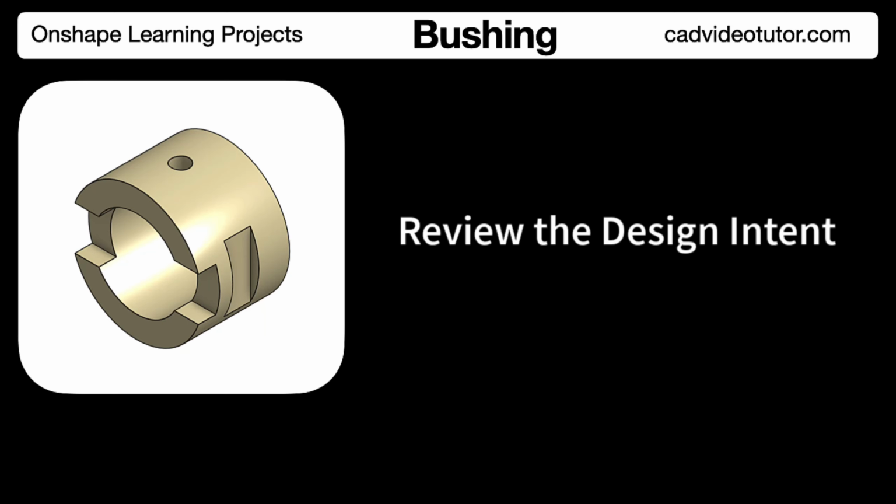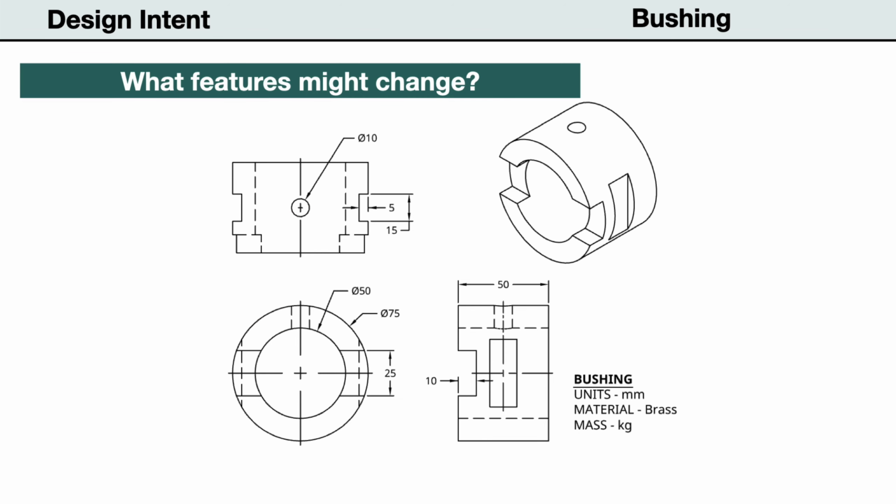Before we model the part in Onshape, we have to establish the design intent. To do this, we have to consider how we will apply constraints to meet the drawing size and shape specifications. To start, we need to identify any features that might be changed or revised during the design process. One change is the inside diameter of the cylinder. Also, the length of the part may have to be increased.